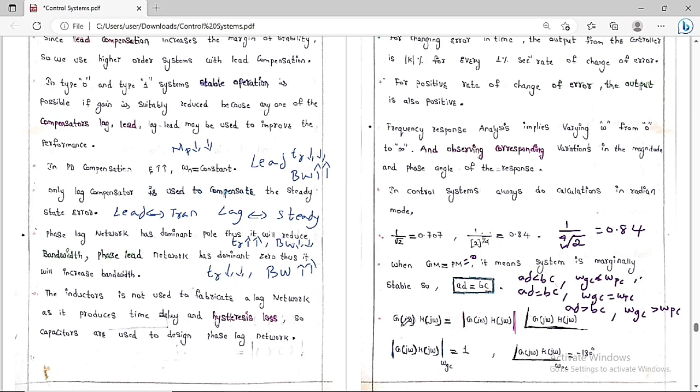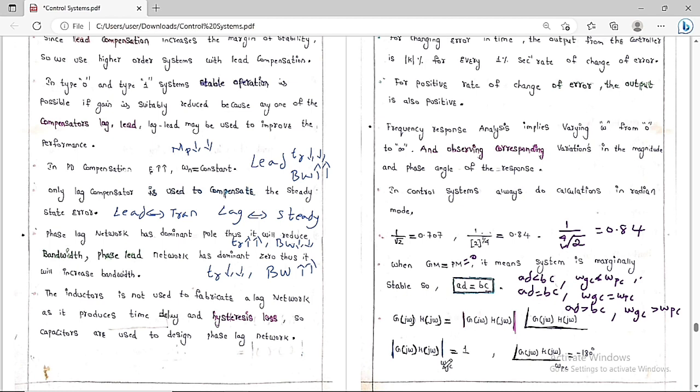I have already told you G of j omega H of j omega is a complex number. It will have the magnitude as well as a phase angle. So magnitude of G of j omega H of j omega, phase angle of G of j omega H of j omega. Basically this G of j omega H of j omega is a complex number, it will have the magnitude as well as the phase angle.